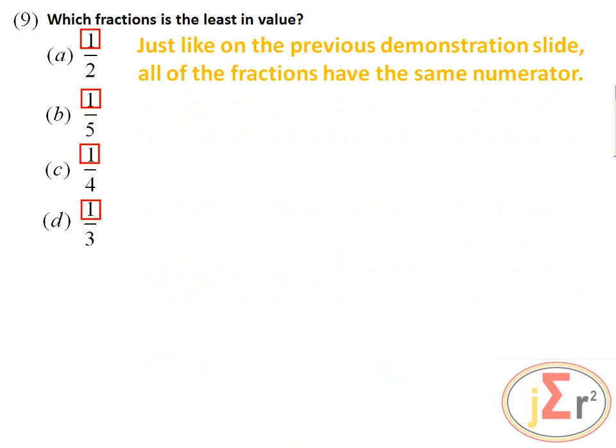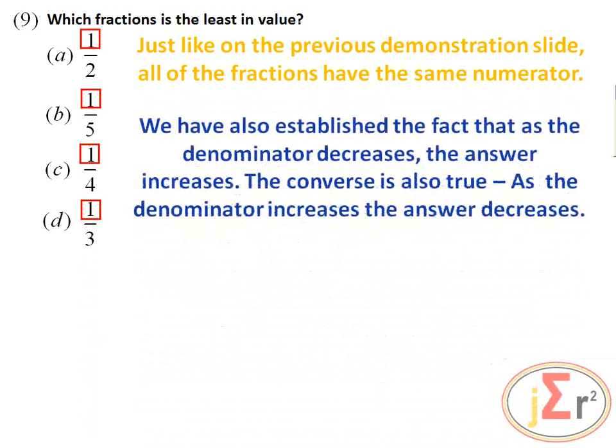Just like on the previous demonstration slide, all of the fractions have the same numerator. We have also established that as the denominator decreases, the answer increases. The converse is also true. As the denominator increases, the answer decreases. Right. So which one will have the least value then? Option B. Right.